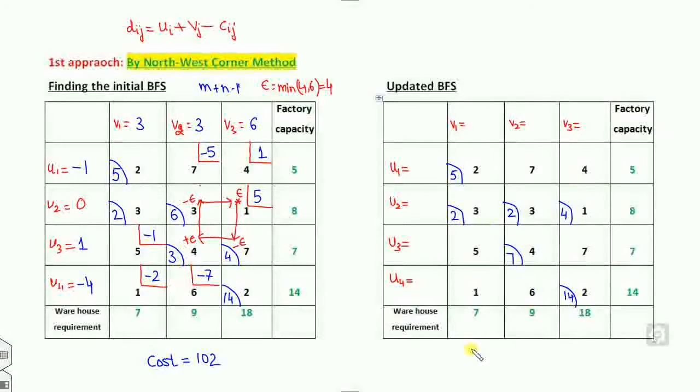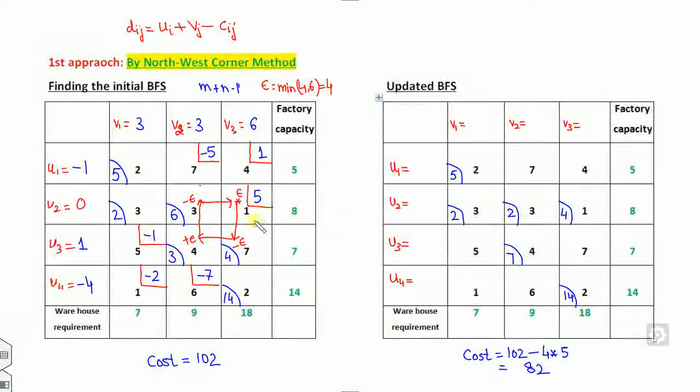Okay, so if you calculate the cost, what will that be? Either you can multiply 5 into 2, this into this, and so on, or otherwise you can use the previous value, that is 102 minus the value of epsilon, which is 4, multiplied with the entering variable. The entering variable is this, that is 5. So if you solve it, the value is 82. So either you can solve 5 into 2 and so on. Again, this is another way to check whether your answers are true or not.